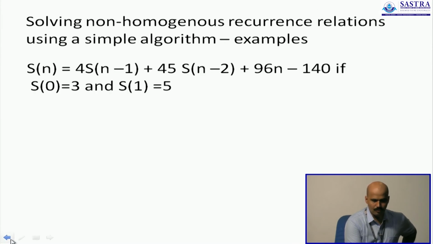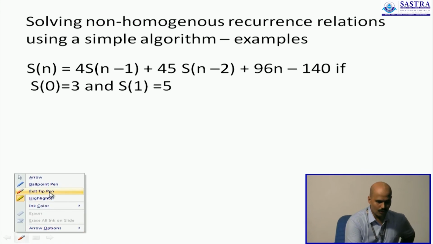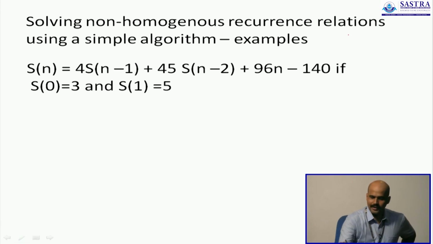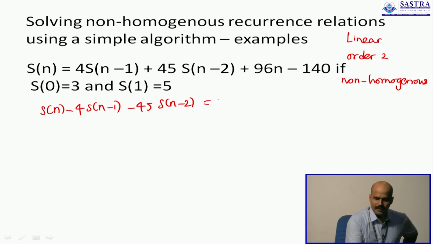For the last problem of today's class, let's try and solve one more recurrence relation of order 2. This is clearly linear. This is clearly of order 2, and it is also non-homogeneous. So the first steps first, let's write down S of n minus 4 S of n minus 1 minus 45 S of n minus 2 equaling 96n minus 140.